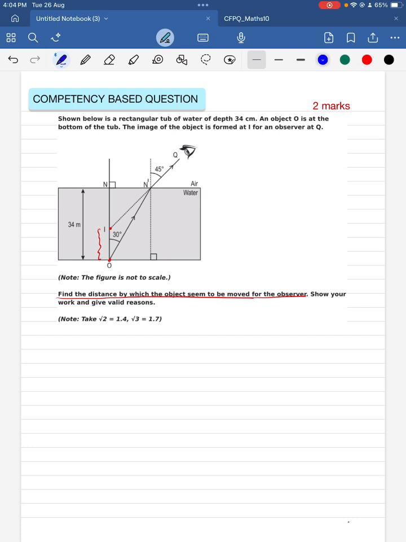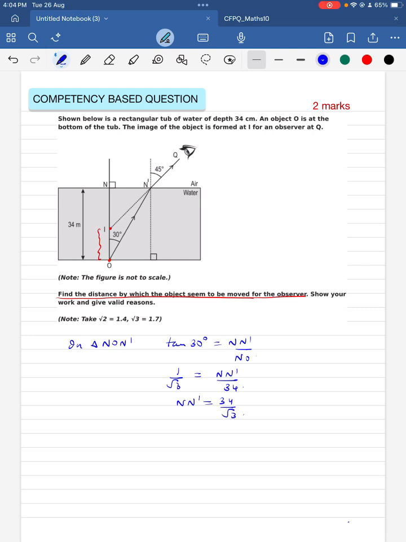Now, in triangle NON dash, you know that tan 30 degree is equal to NN dash by NO. Okay, tan 30 I know is 1 by root 3. So that's equal to NN dash by NO, which is 34. So the value of NN dash is 34 divided by root 3.